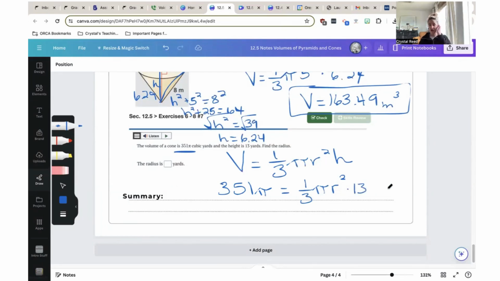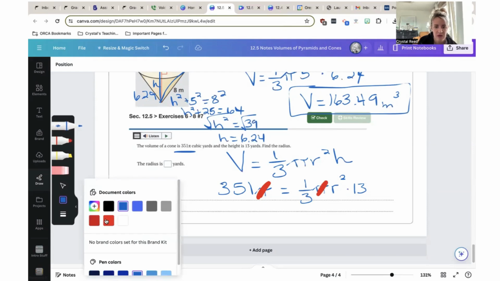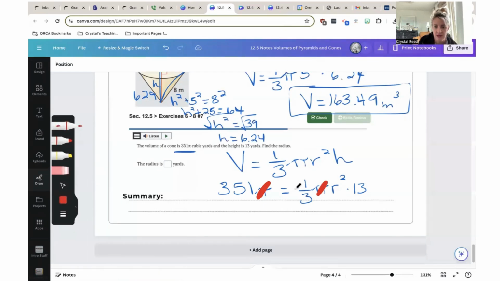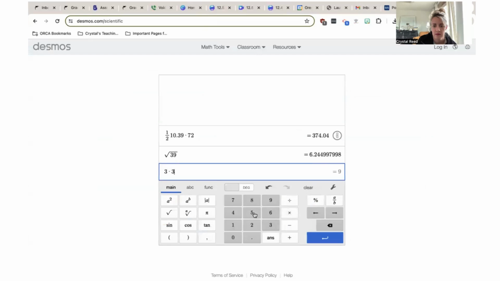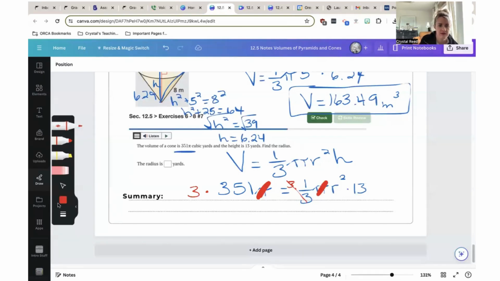Okay, we can do a bunch of things here, some algebra tricks. My first trick is, since we have pi on both sides of the equation, I'm actually just going to cancel out the pi's, so those go away. And then I don't like fractions because I think they make the problem a little bit harder for you to see what's going on. So right now it's 1/3. In order to get rid of that, we could just multiply both sides by 3. So 3 times 351 is 1053.